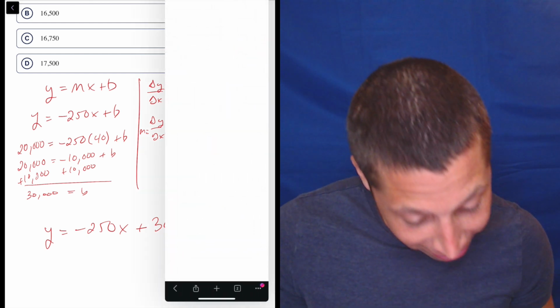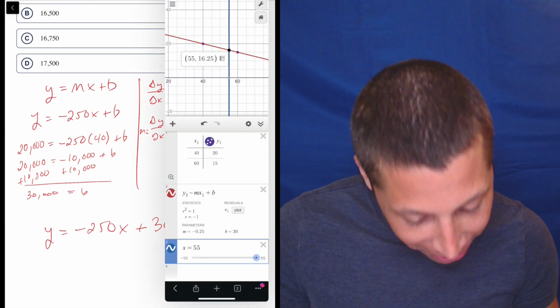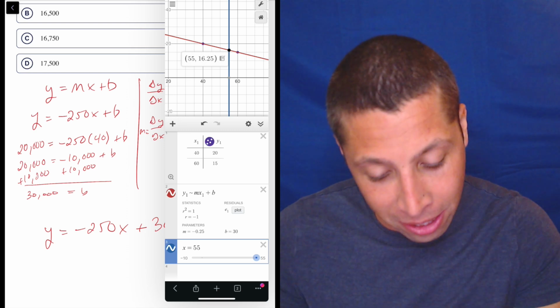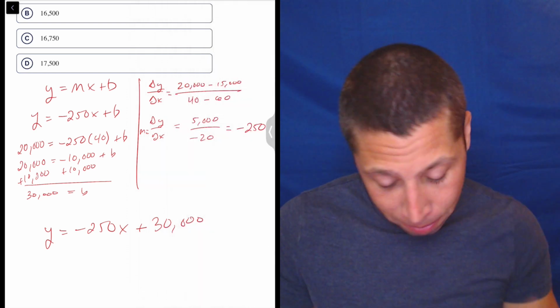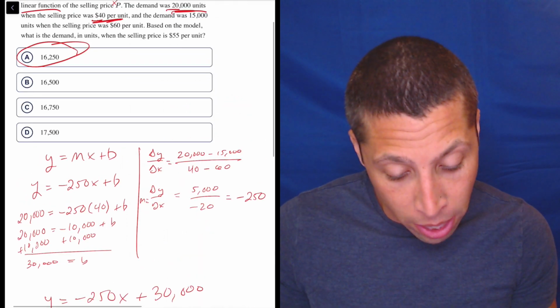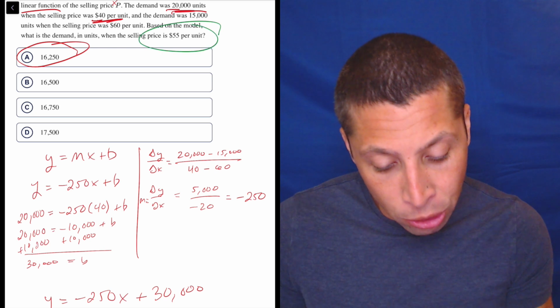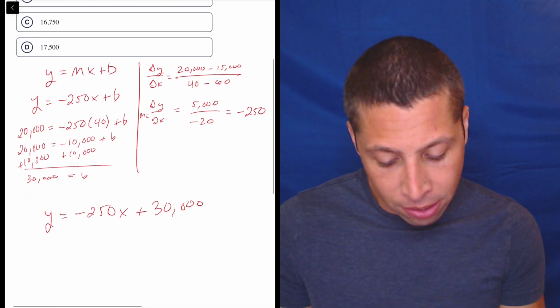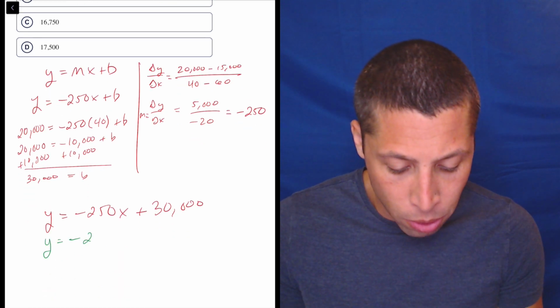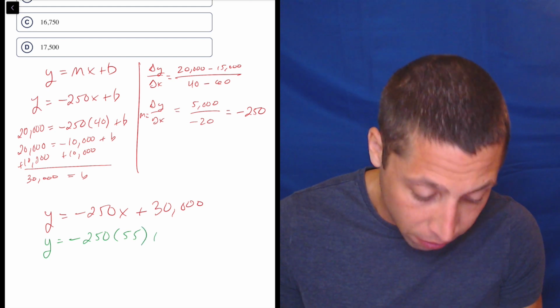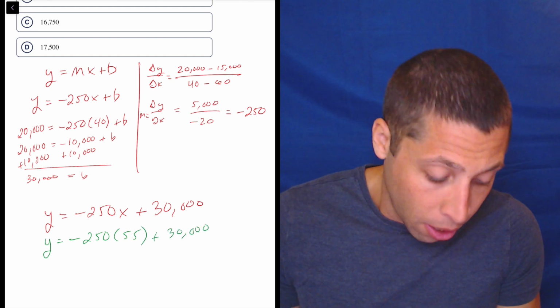I'm going to just double check that in Desmos. Does that make sense with what we put in? Yeah, negative 250, 30,000. So the conversion is there, but there you go. I like it. Now we can put in the value that we wanted, right, which is 55 per unit. That is the x value. So y is equal to negative 250 times 55 plus 30,000.